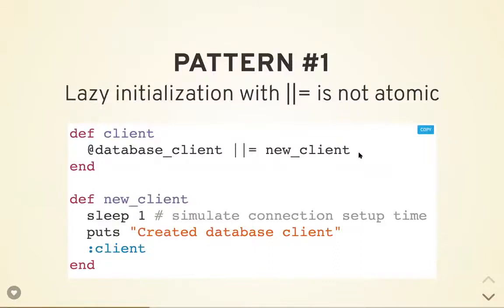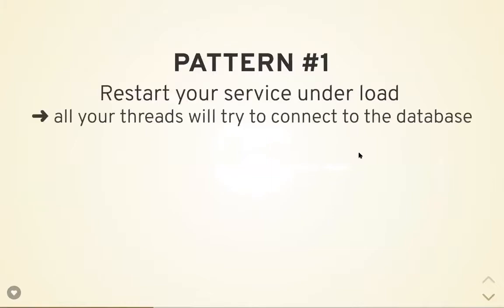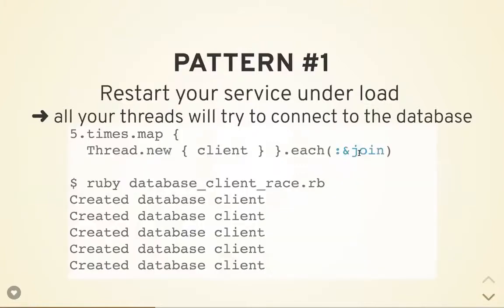If, for instance, we're using this to create a new database connection, and we do it like this, what happens if we're calling this code using multiple threads is all your threads will try to connect to the database, especially if, for instance, you're restarting your service under load. And what will happen is that you'll create multiple database clients where your objective was to create only one. And this can be good or bad or harmless, depends on your pattern.